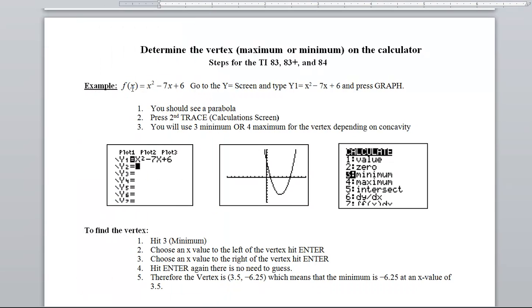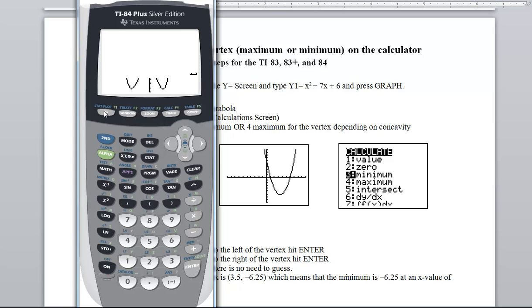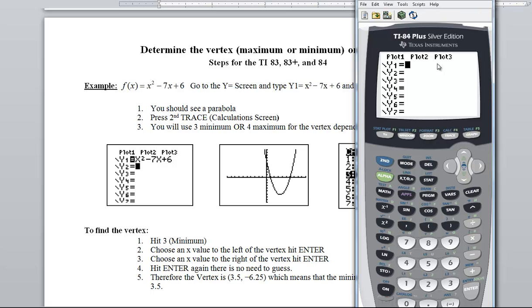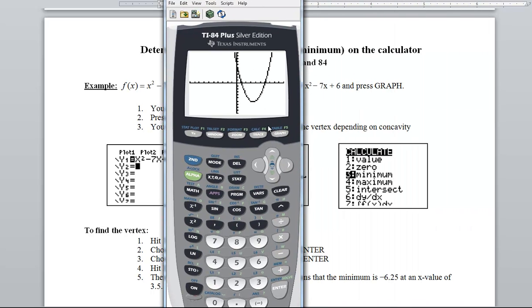So my example here, I've got a parabola, f of x equals x squared minus 7x plus 6. So you need to go to the y equals screen and type it in and press graph. So let me go ahead and do that on here. Let me clear that off. So I've got x squared minus 7x plus 6. And there's my picture. Now, in order for me to get any information off the graph, off of my calculator, I have got to do the next step.